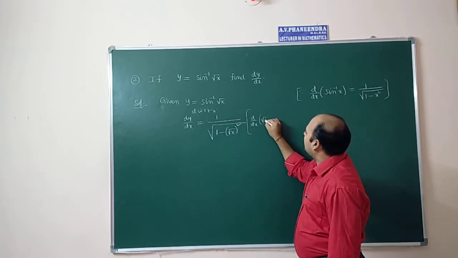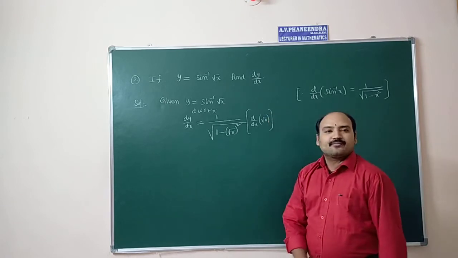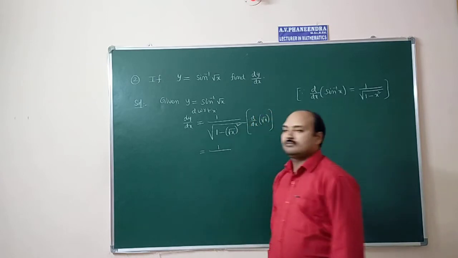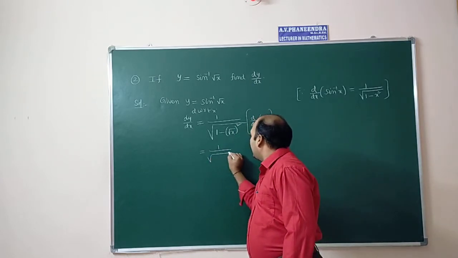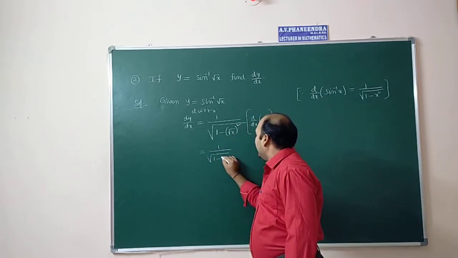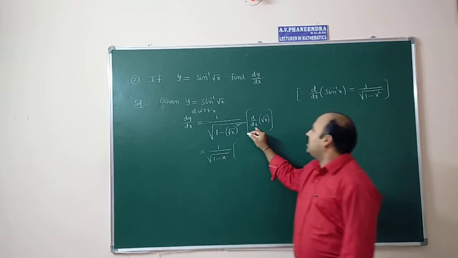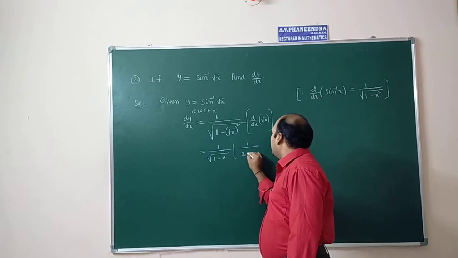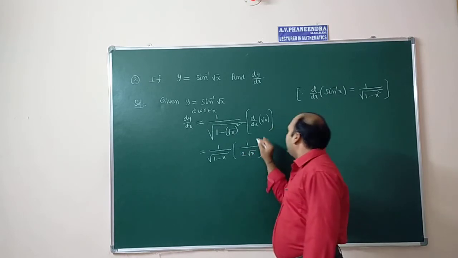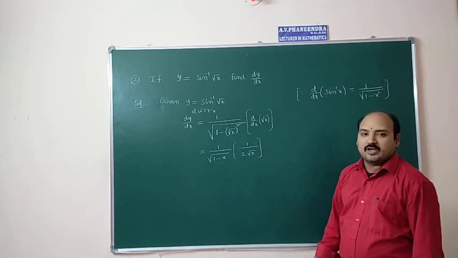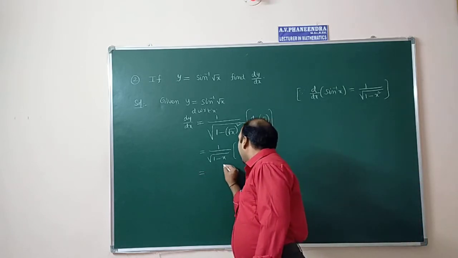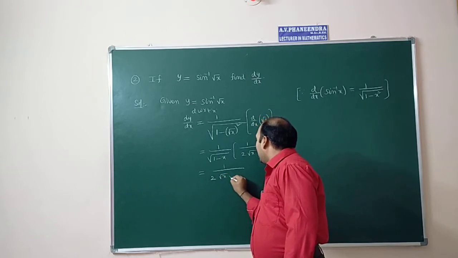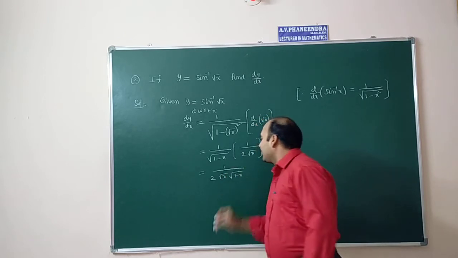D by dx of root x, which is equal to 1 by square root of 1 minus root x whole square, so it becomes 1 minus x, into d by dx of root x, which is 1 by 2 root x. This is the formula. D by dx of root x is 1 by 2 root x, which is equal to 1 by 2 into root x into root 1 minus x.